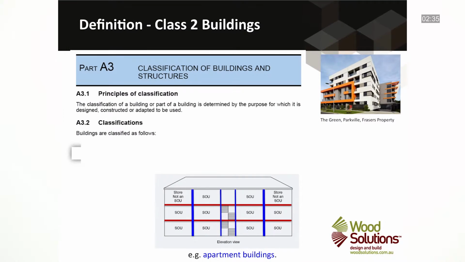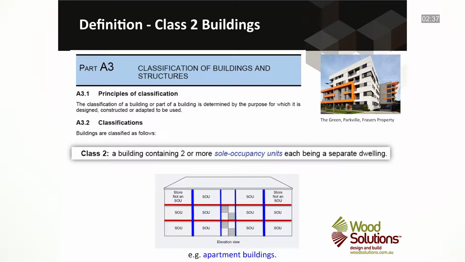It is Class 2, 3 and 5 buildings that are specifically addressed by the new NCC changes for mid-rise timber construction. A Class 2 building is a building containing 2 or more sole occupancy units, or SOUs as they are commonly known, each being a separate dwelling. For instance, this could be an apartment building with multiple SOUs separated vertically by fire and sound resistant walls and horizontally by fire and sound resistant floors.